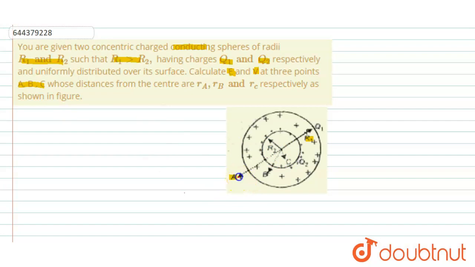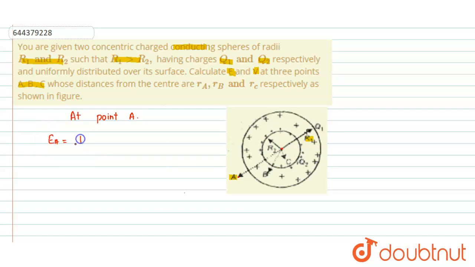Let us first find out at the point A. So the electric field at point A will be due to this sphere, right? And due to this sphere. Now when we find the electric field at any point outside the sphere, we assume that the entire charge is placed at the center and we treat that as a point charge. So let us find out the electric field at point A.